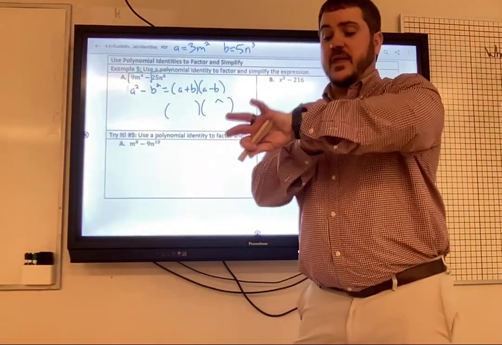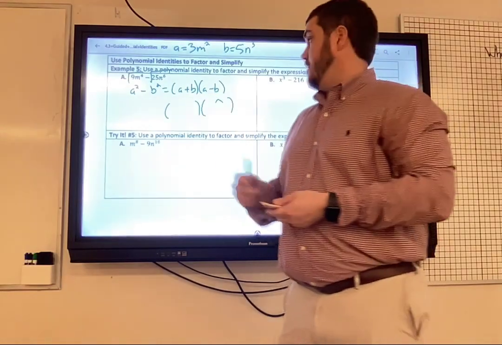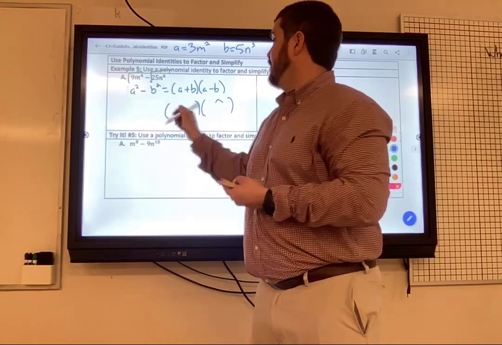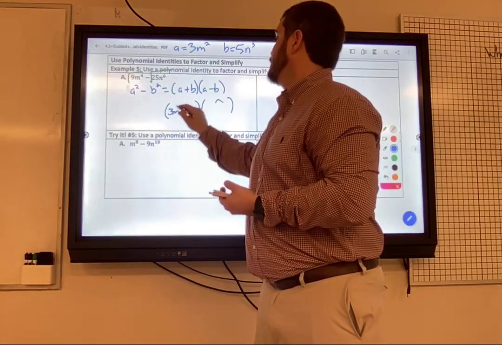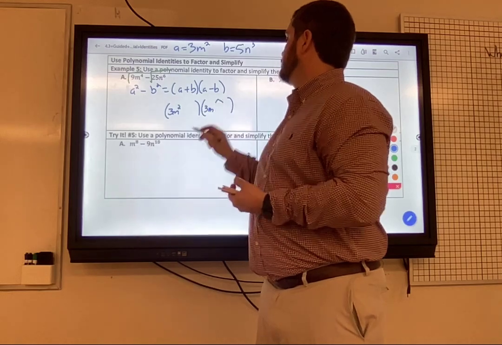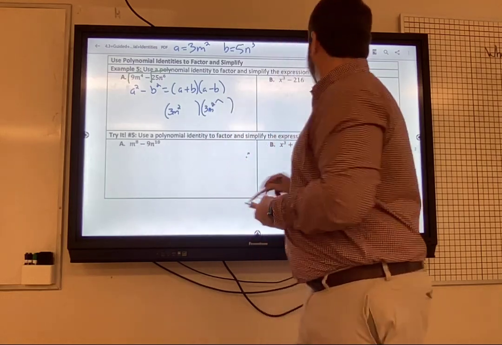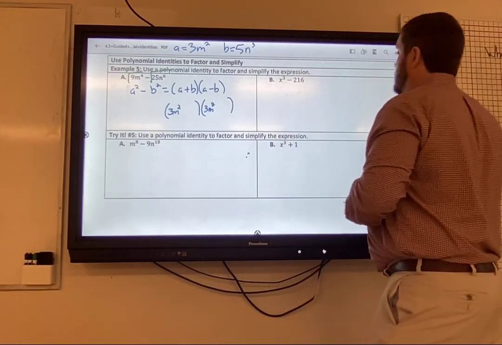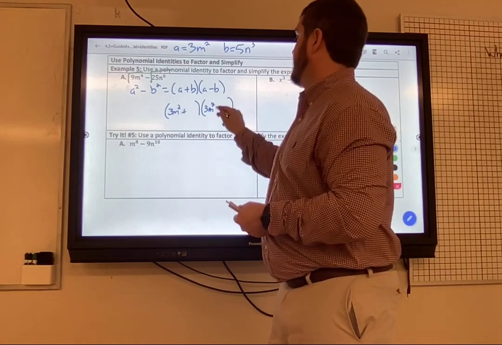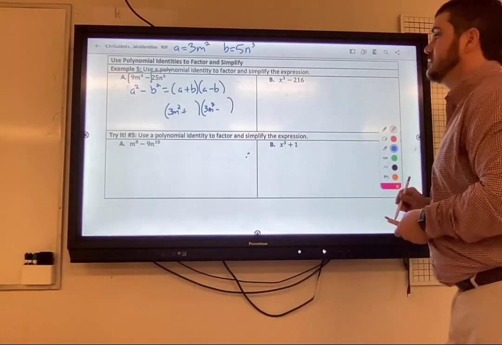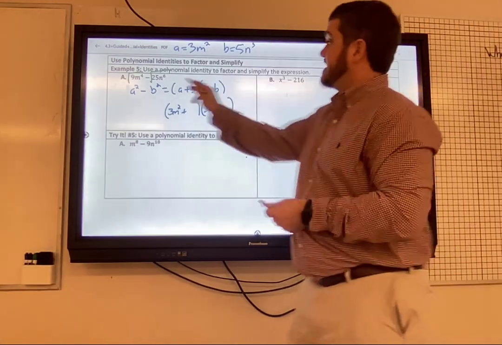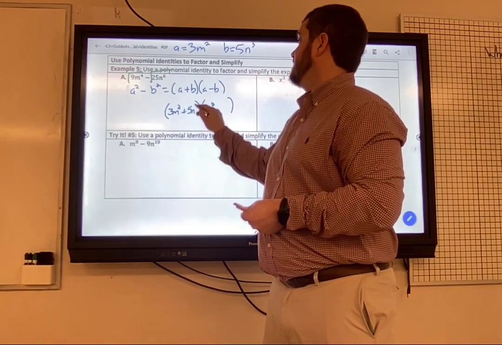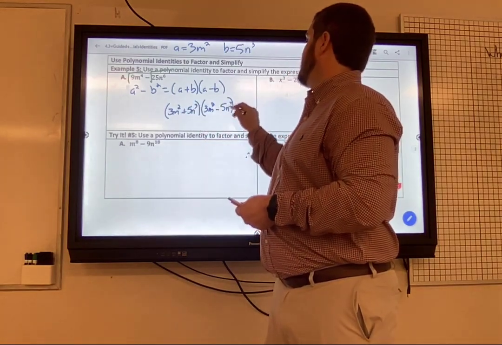Guys, I've taught this before without ever bringing up the square root. Miss Hall just brought it up one year and it helped people. I would have asked what times itself would give me 9m to the 4th. It would have to be 3m squared times 3m squared. And then I know I got a plus sign and a minus sign from the little formula. And then I'd ask myself what times itself would give me 25n to the 6th, 5n to the 3rd, 5n to the 3rd.